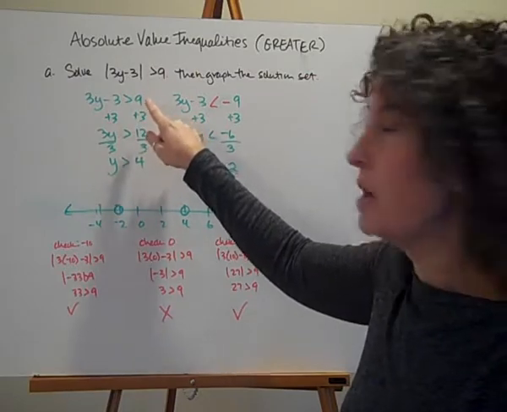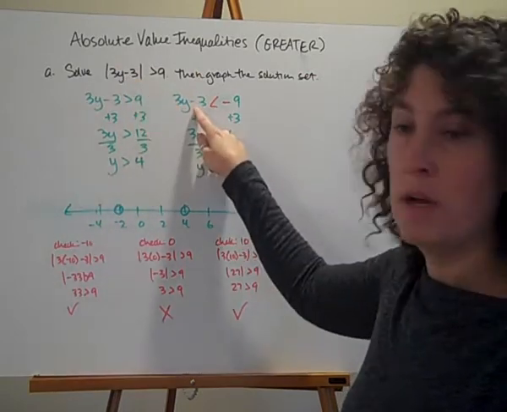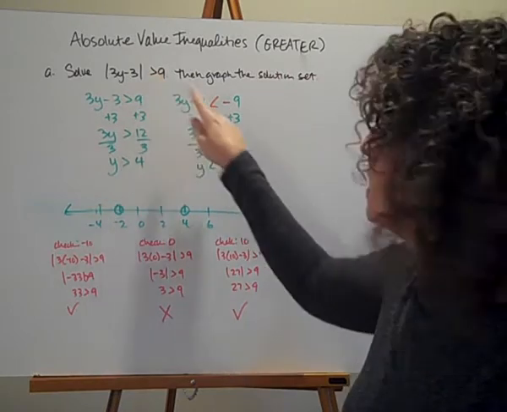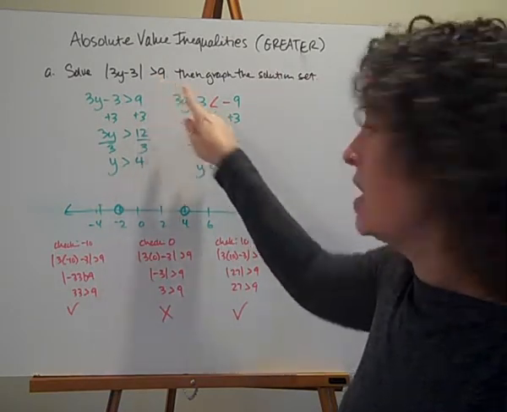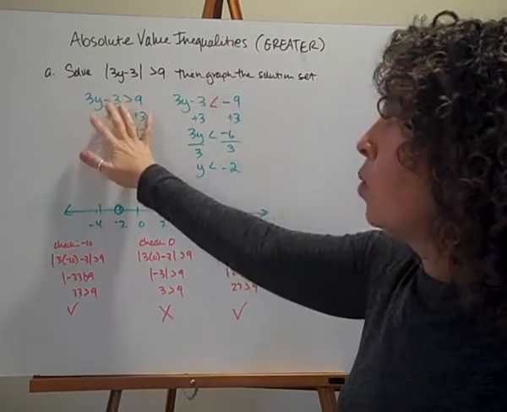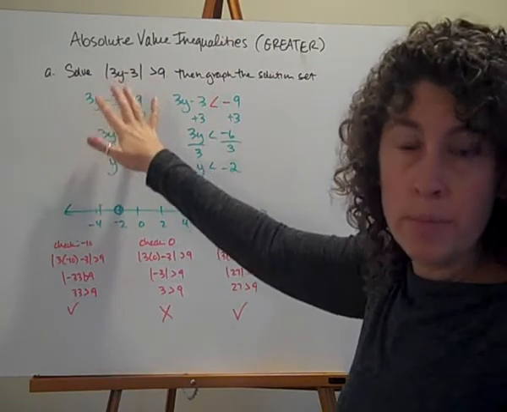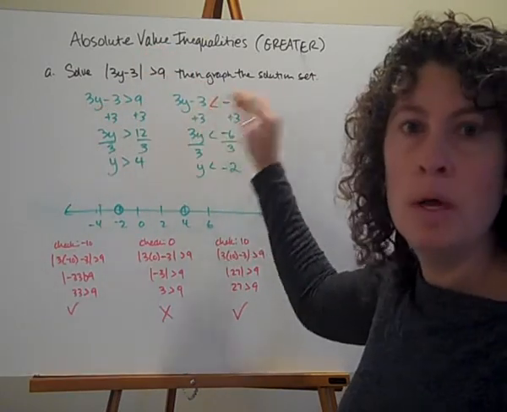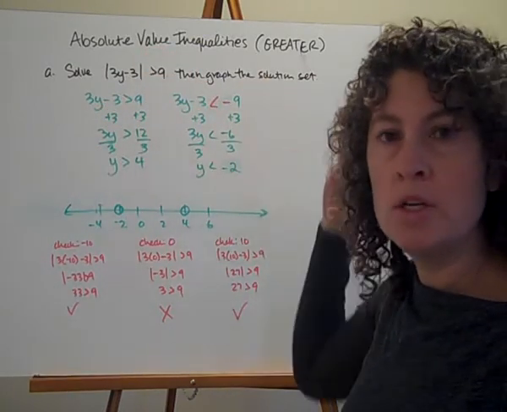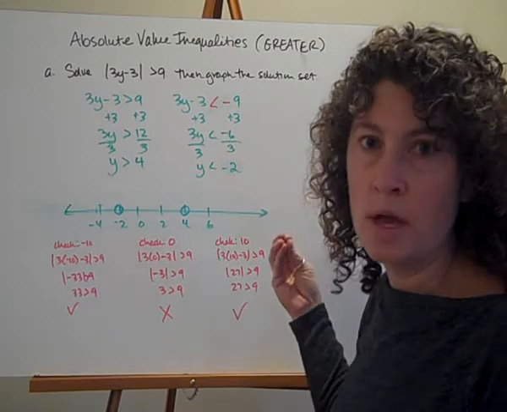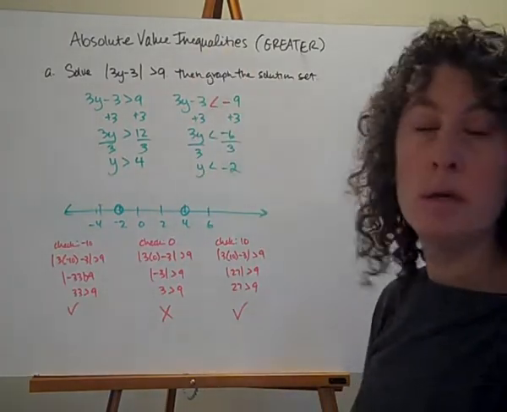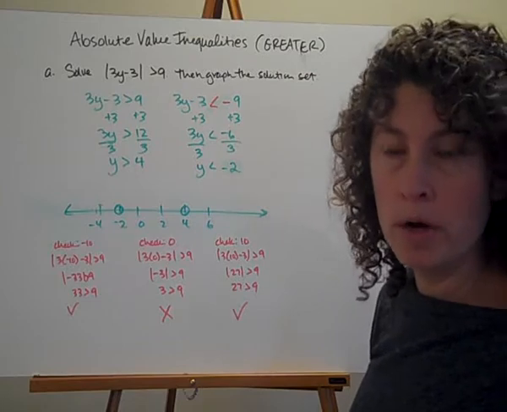But then we're also going to rewrite this as what's inside the absolute value symbols, 3y minus 3, is less than negative 9. We're going to change this from greater than to less than, and from positive 9 to negative 9. So we want one inequality written with the same pattern as the original, and then a second one that switches the inequality symbol and changes the sign of the expression on the other side of the symbol. From here we solve like we would normally work with our inequalities.